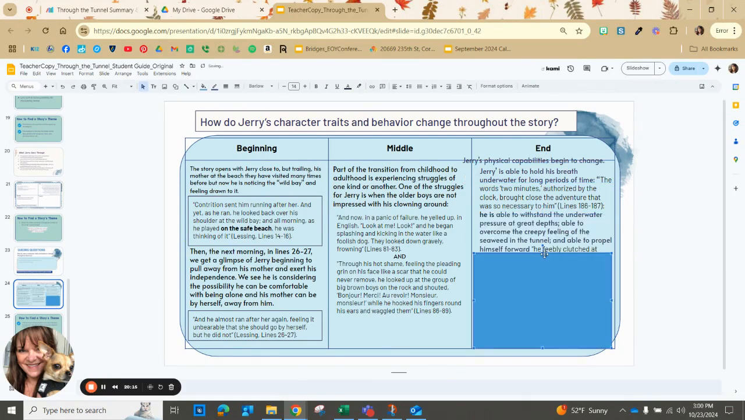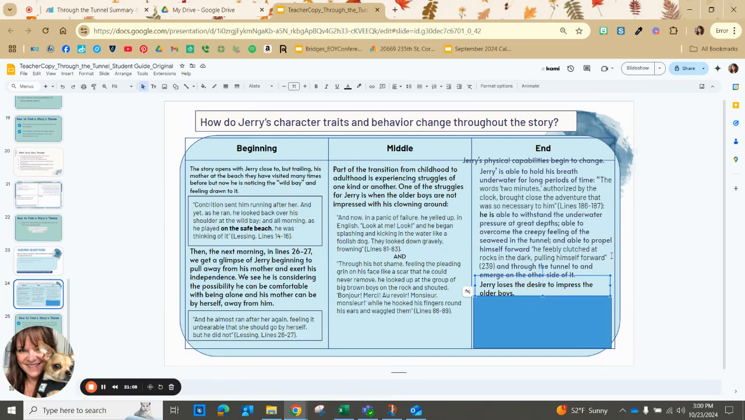Let's see. He is able to withstand the underwater pressure at great depths, and I could find text evidence for that if I wanted to in the story as well. We see him able to overcome this creepy feeling of the seaweed in the tunnel. We could find that from the story. And we see him able to propel himself forward. We could say that that is literally while he's in the tunnel, but also metaphorically that he's able to move forward in life, right? Being able to overcome this tunnel is also his ability to propel himself forward in the real world. And then the citation for that, "he feebly clutched at rocks in the dark, pulling himself forward."